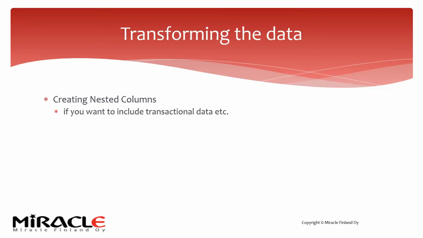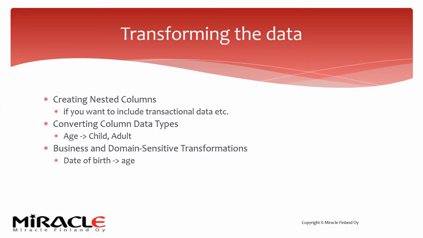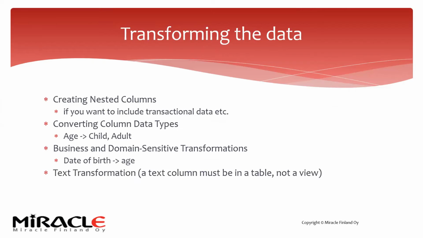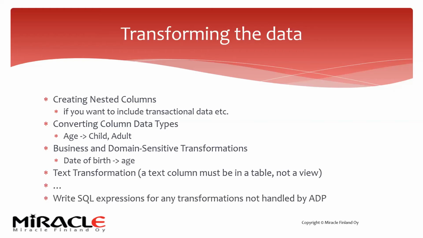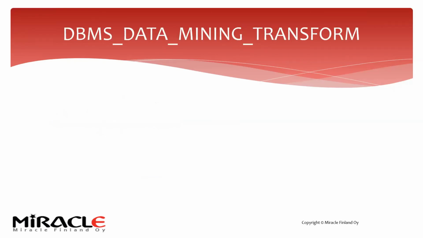You can create nested columns if you want to include transactional data. You can convert column data types. So if you have age, you can change that to child or adult, if that's relevant to your machine learning process. Or you can do business and domain sensitive transformations like date of birth to age, if age is more relevant. You can do text transformations, but here's a limitation. If you have text columns, they must be in a table, not in a view. I mentioned earlier it's table or view. Here it's only table. Or you can write SQL expressions for transformations that are not handled by ADP.